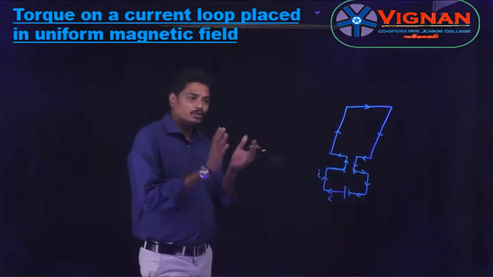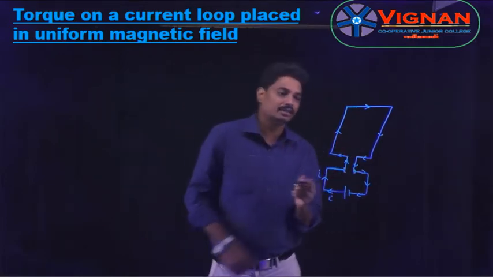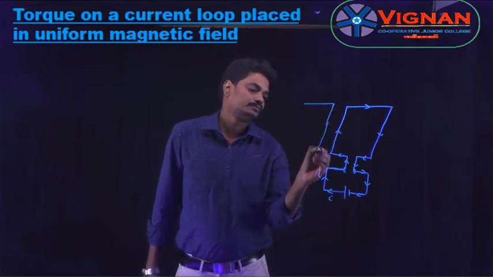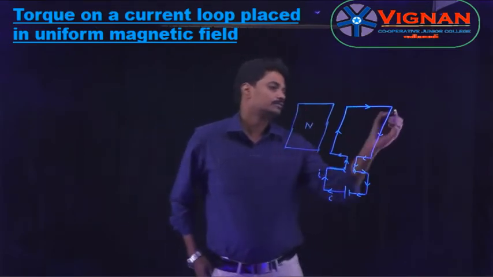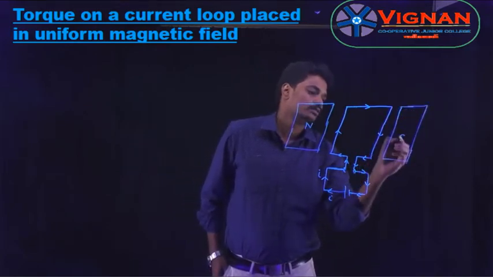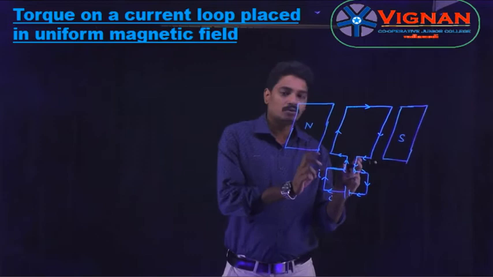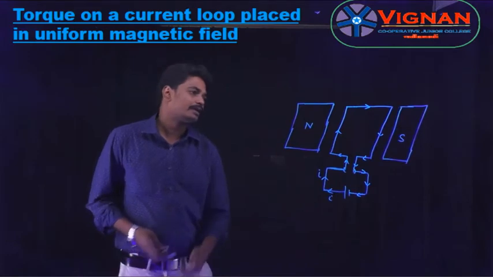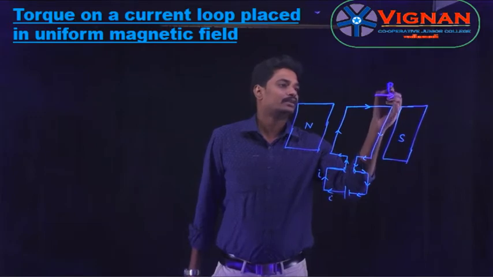To create a uniform magnetic field, let us consider two permanent magnets placed here. Let this be a north pole, and this is a south pole. Between the two permanent magnets, we have kept a current carrying loop. The direction of the magnetic field is from north to south. So this is the direction of the magnetic field B.